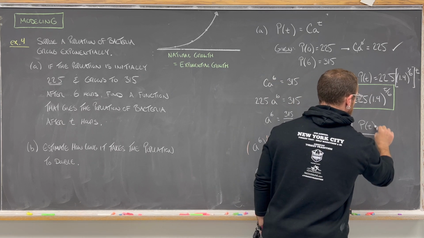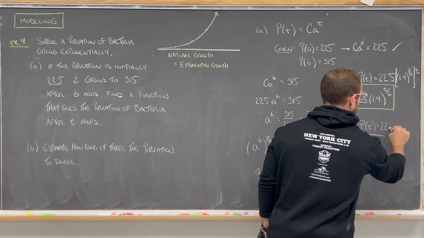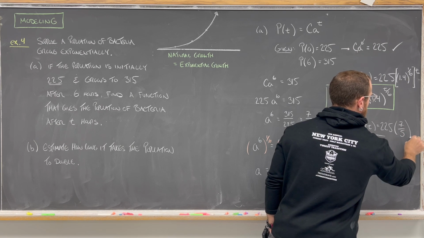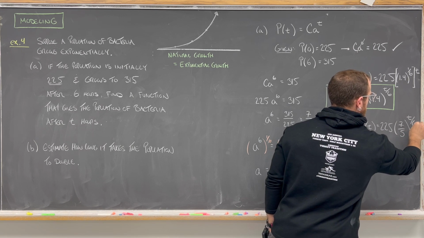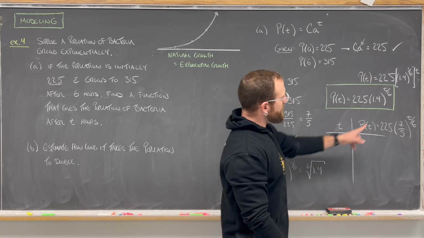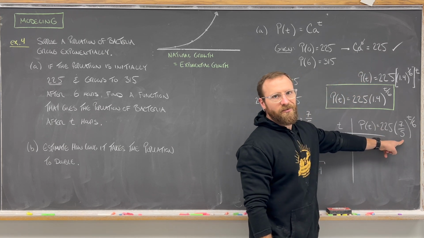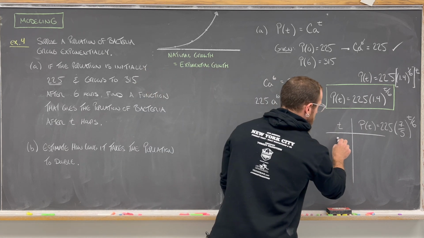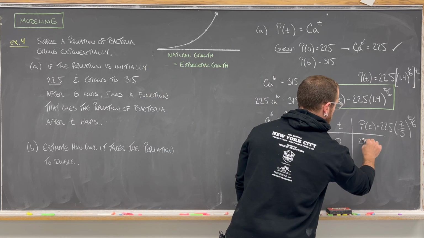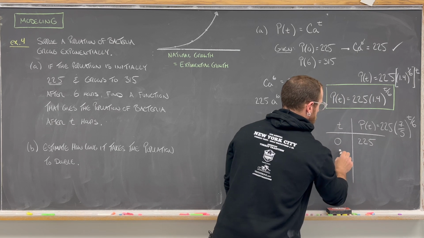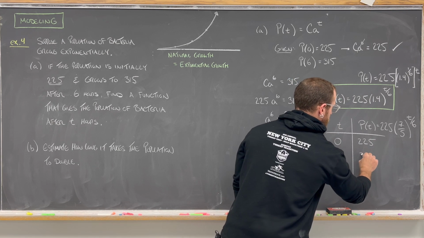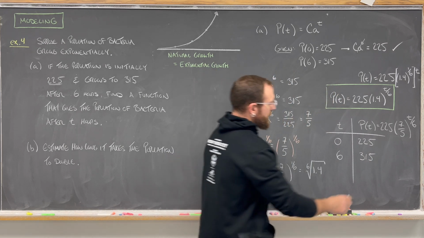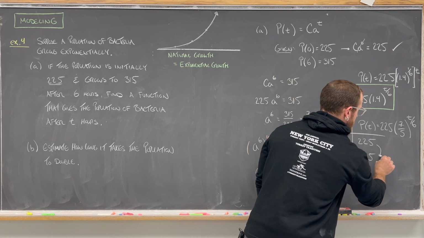Okay, so the population at time t, that's 225 times 7/5 to the power t over 6. I'm just replacing 1.4 with 7 over 5 to write it as a fraction. So I know that initially the population is 225. Great. And I know that 6 hours later the population is 315, right? And I know that to get that, I was multiplying by 7/5.